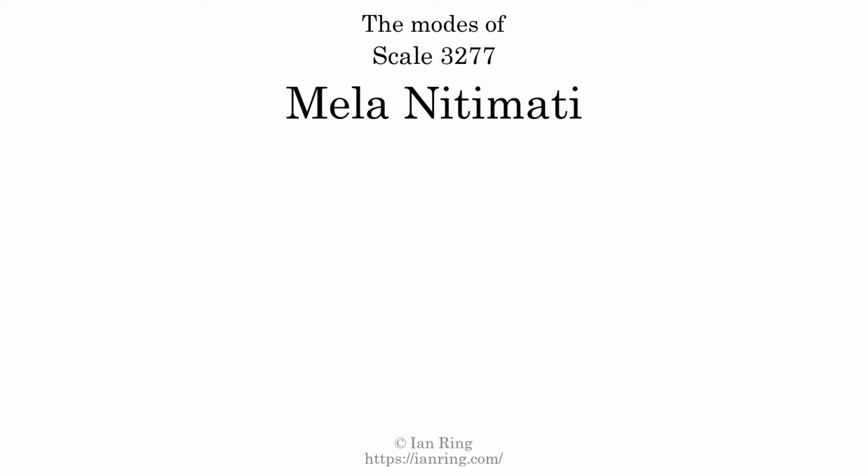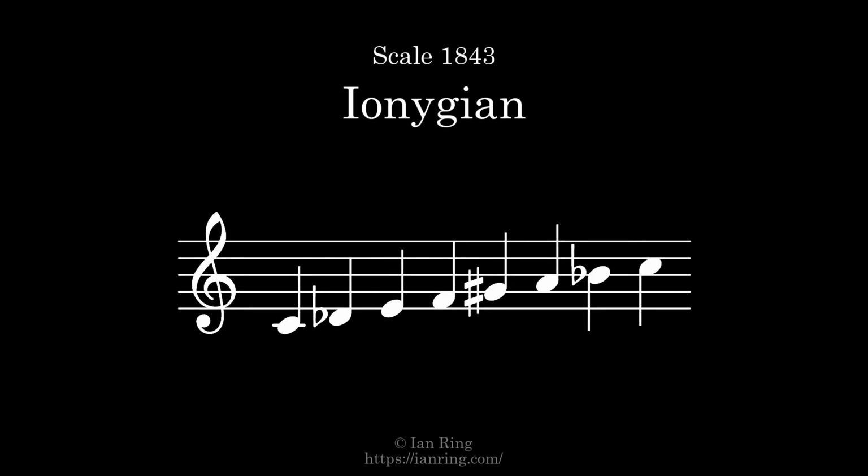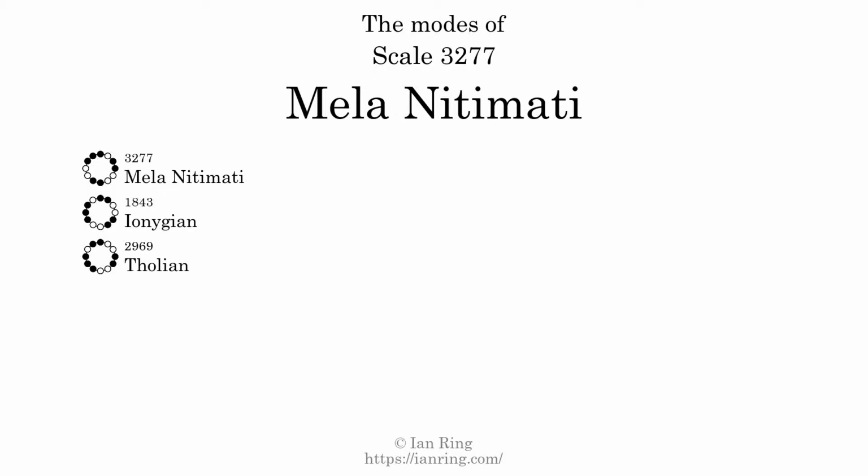This scale has 7 modes. The first mode is itself. The second mode is scale 1843, also known as Ionogen. It sounds like this. The third mode is scale 2969, also known as Tholian. It sounds like this.